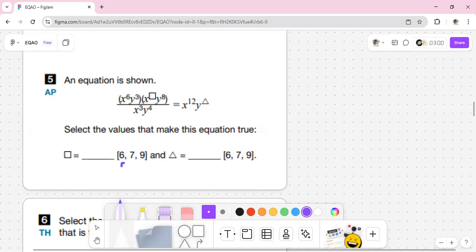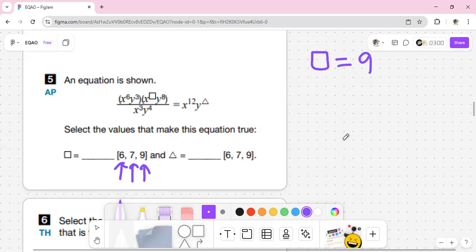We have to substitute 6, 7, or 9. One of those options is going to be the correct answer for the square symbol. So what I'm going to try is the number 9. I'm going to try the largest number. Actually, you know what? For the purpose of saving time, I'll try the smallest number.